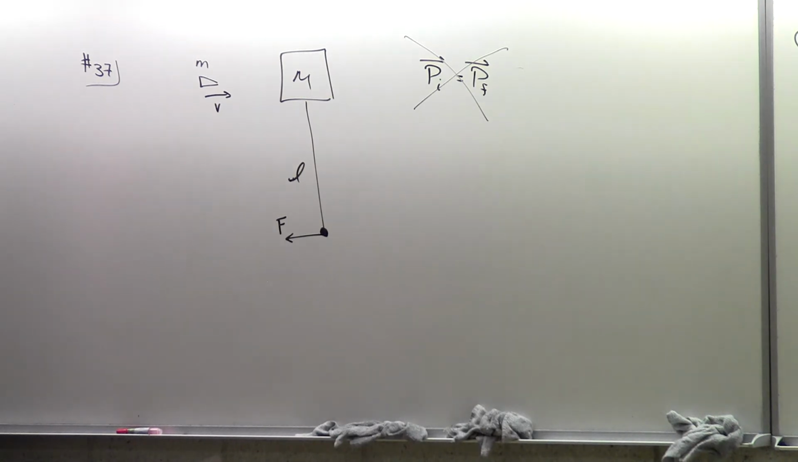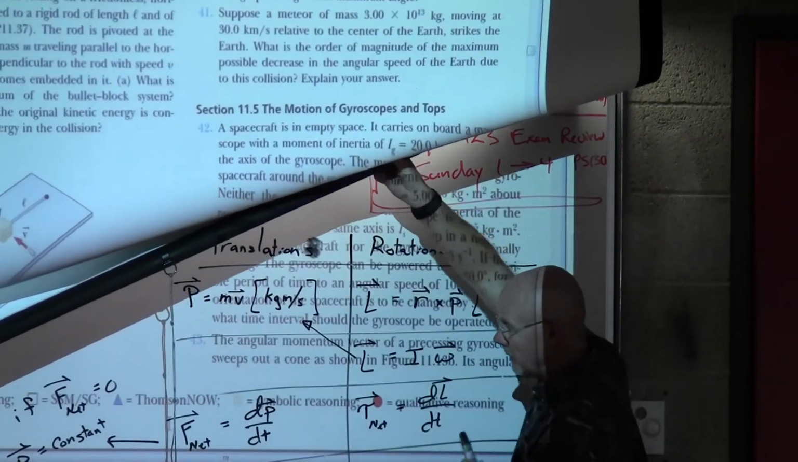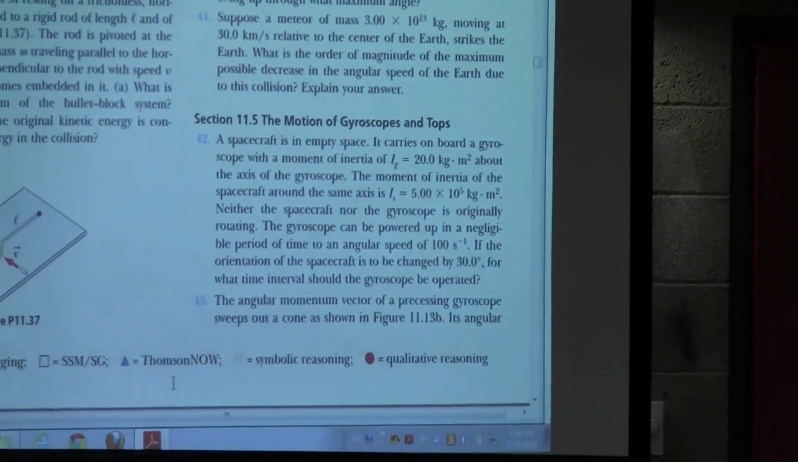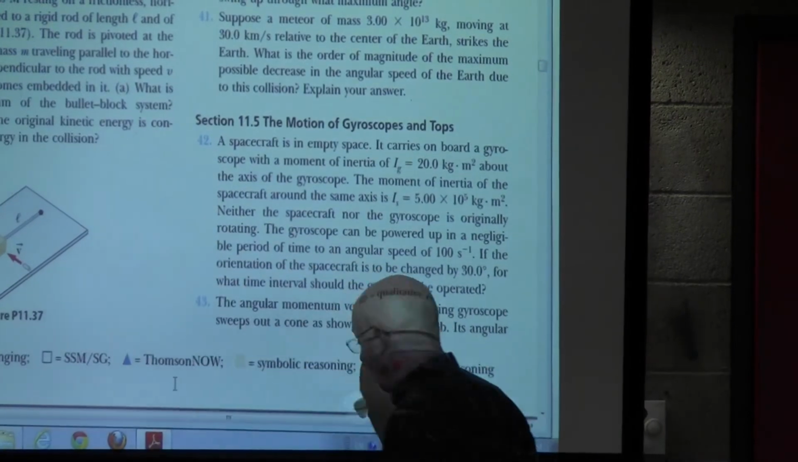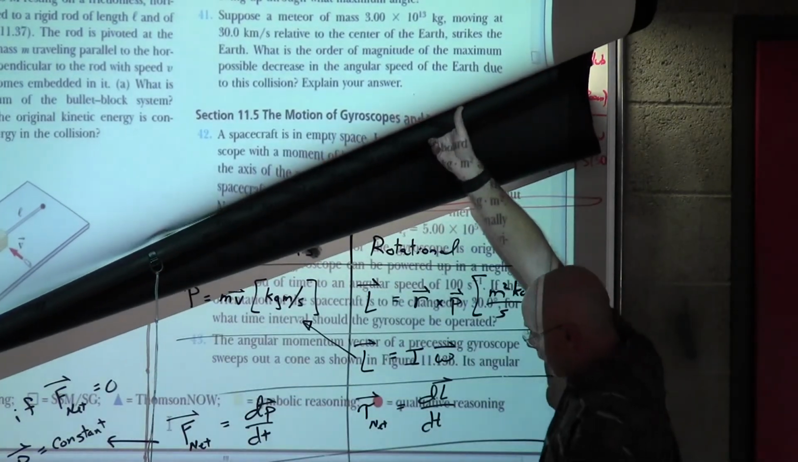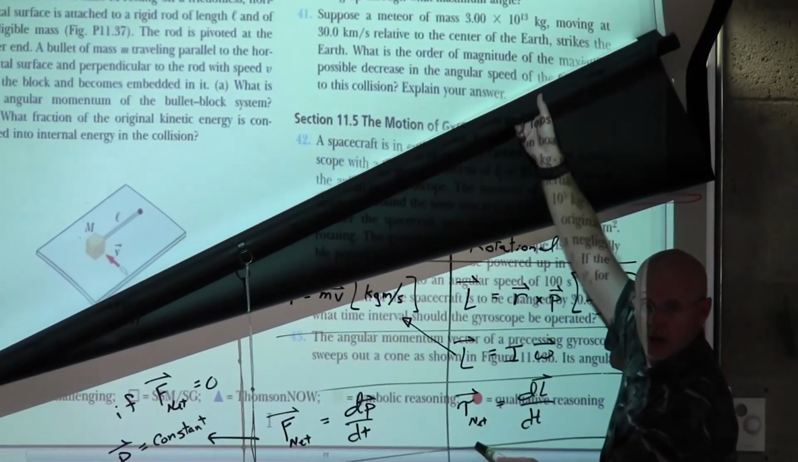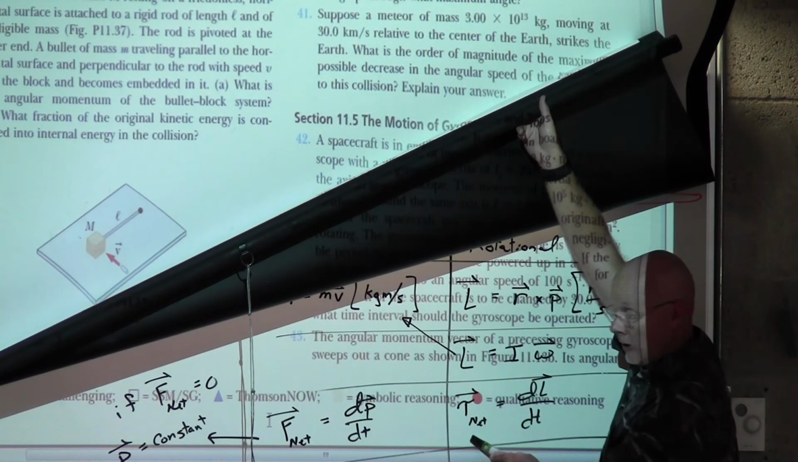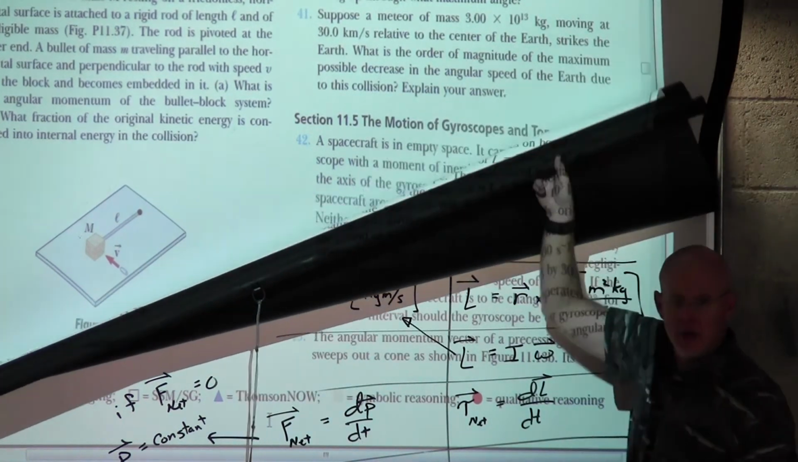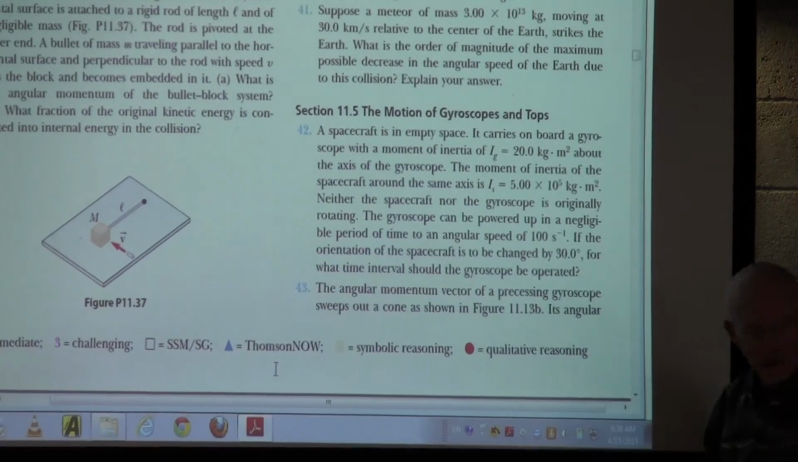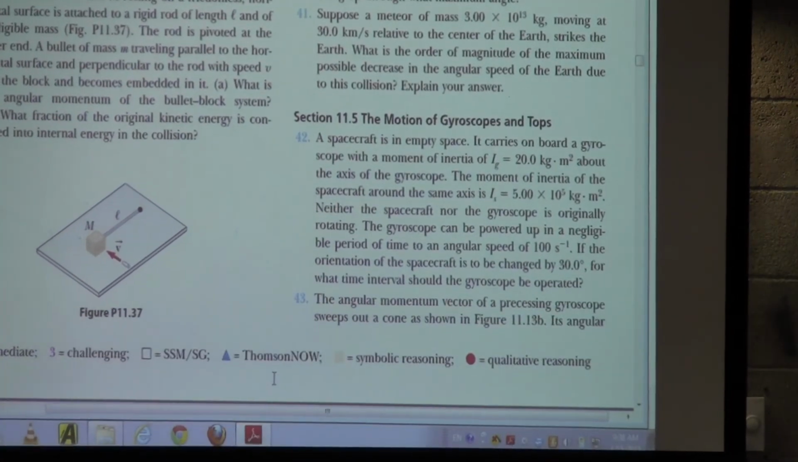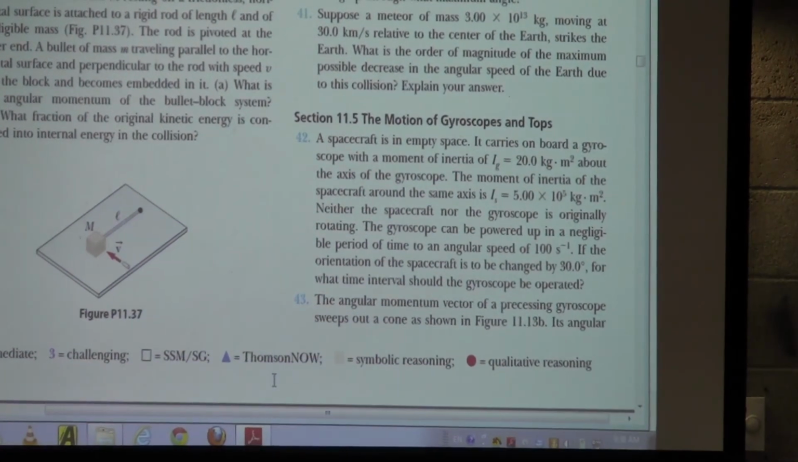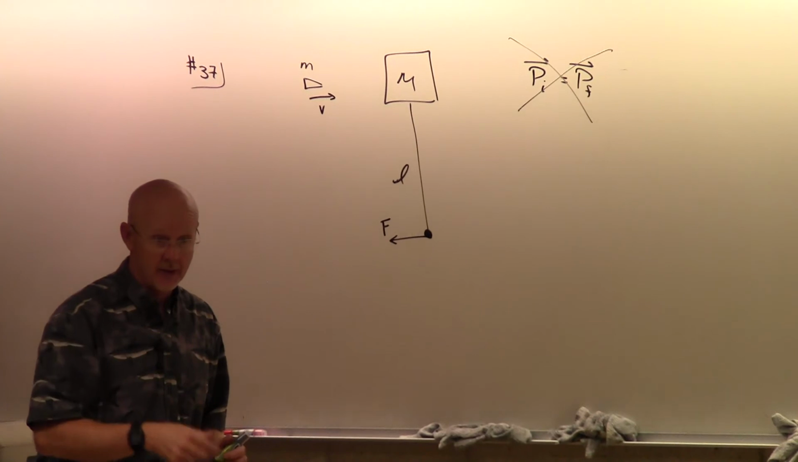When is angular momentum conserved? We had it right here. Did we erase it? Yeah. Right. If there is no net torque, then the angular momentum is conserved. So let's come back here. We already know we have an outside force. But does that force result in a torque?